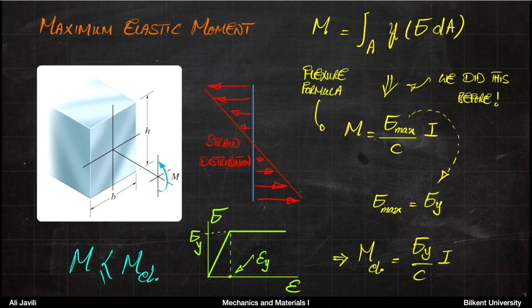So you insert sigma y instead of sigma max, and you would get the maximum elastic moment, which is equal to sigma y divided by c times I. So this is the maximum elastic moment. This is the maximum moment you can apply, and still you would be within the elastic regime.